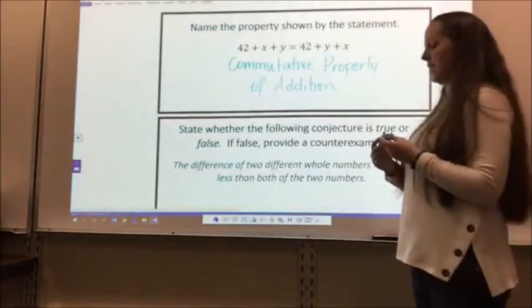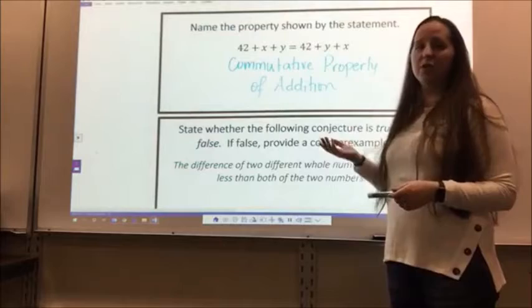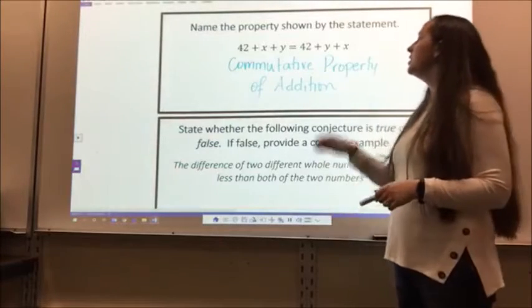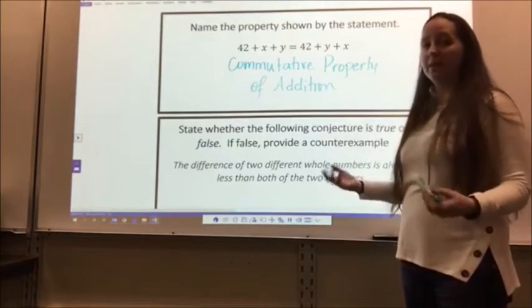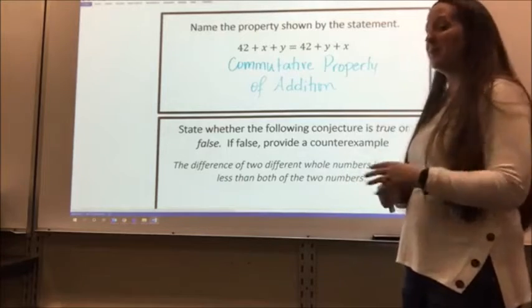Commutative property of addition. Okay? Yes, you need to include that it is addition. Okay? So you'll lose points if you only write commutative property. So commutative property of addition.